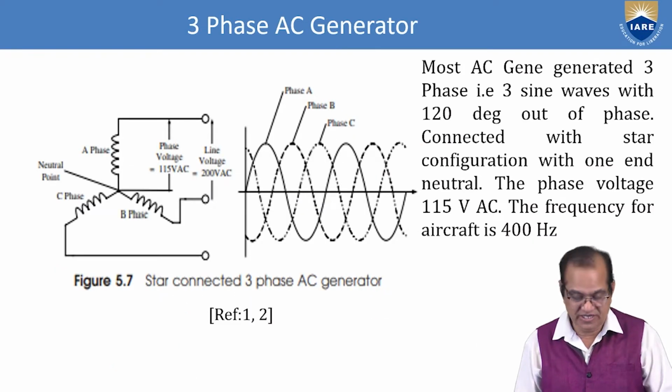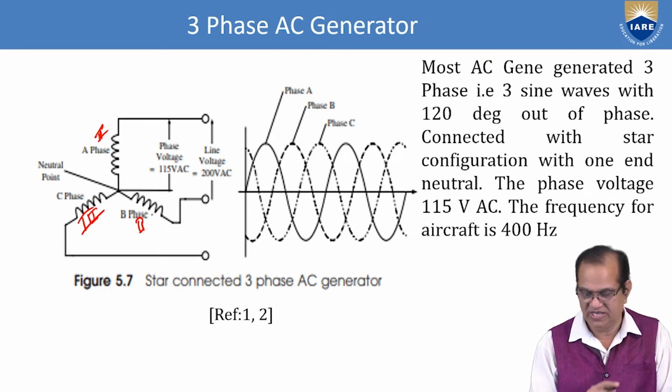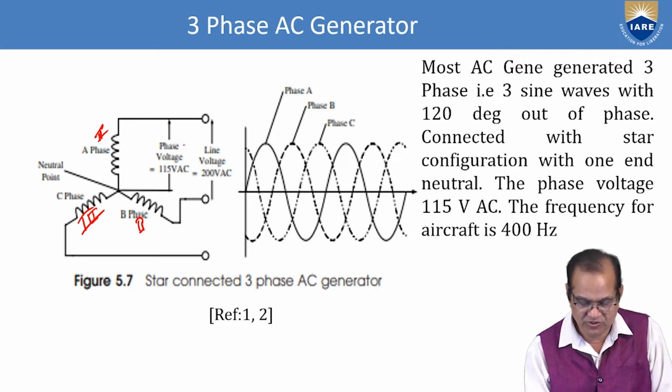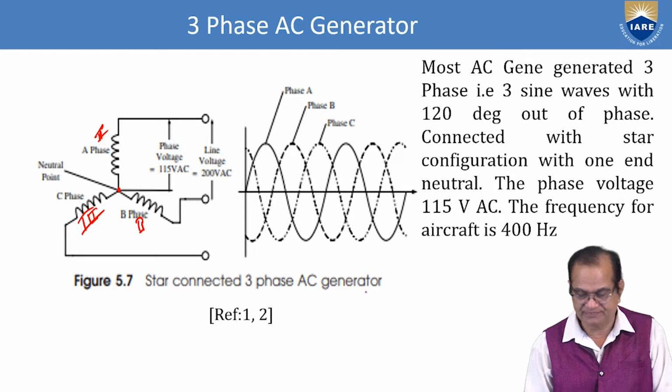Three-phase AC generator. If you see here, this is phase 1, this is phase 2, and this is phase 3, A, B, C. It is generated. The voltage is 115 volt AC, 200 volt AC line to line. This is the neutral point here, and from here 3 phases are taken like a star.